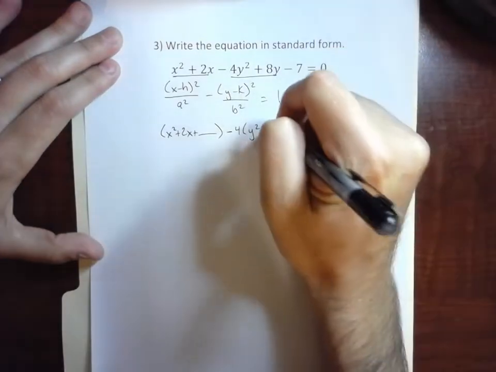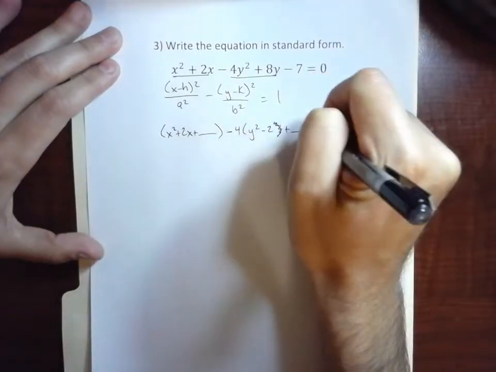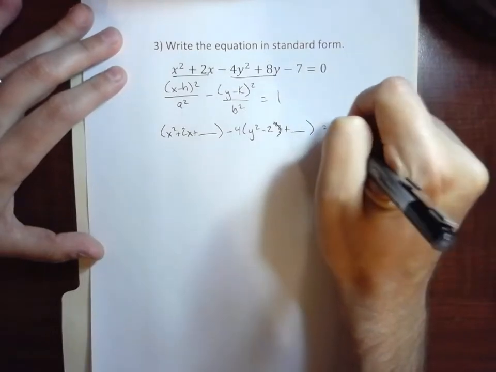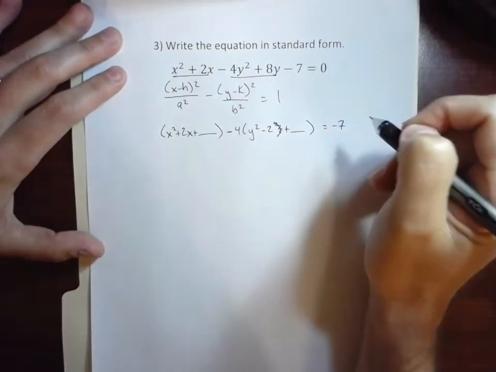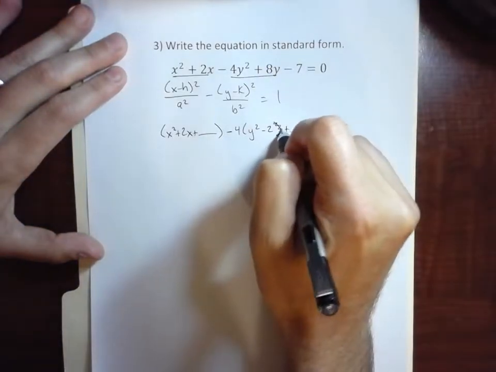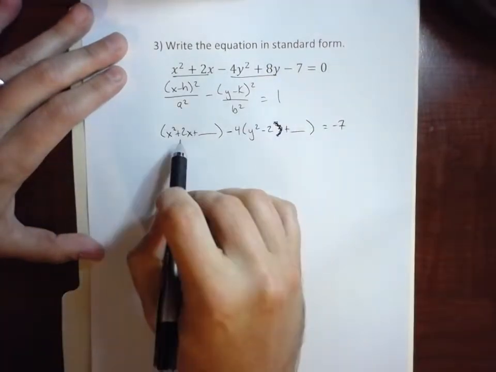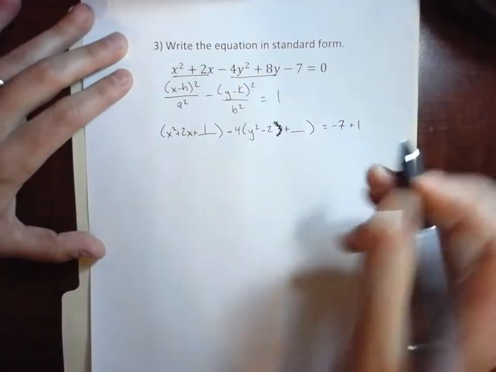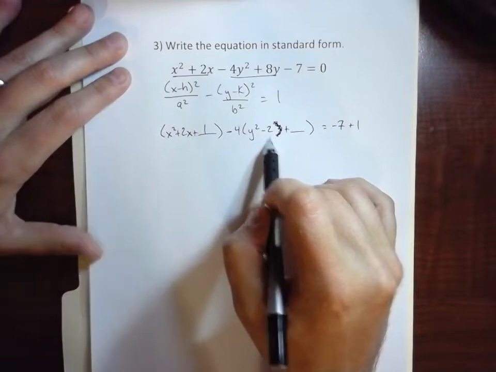Whoops. I don't want that parenthesis though. Plus something so we can complete the square. And then equals negative 7. Let's just take that over to the other side. Okay, let's complete the square. Sorry about that. So half of 2 is 1 squared. Let's add a 1 to both sides. Half of 2, again, is still 1.